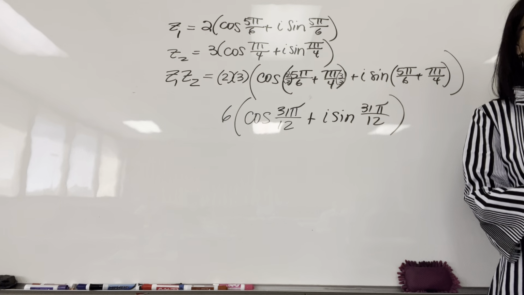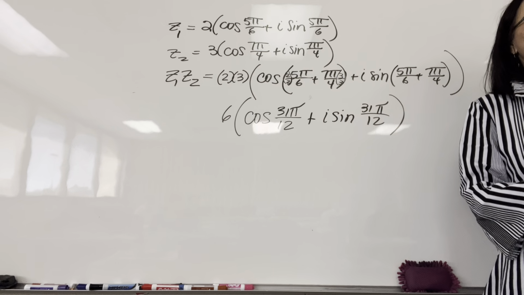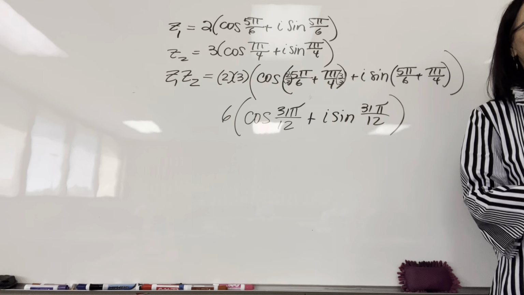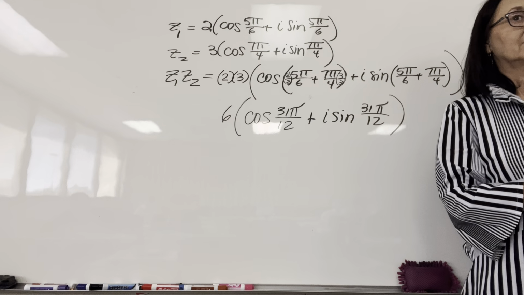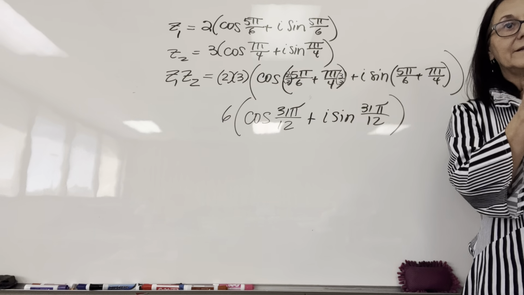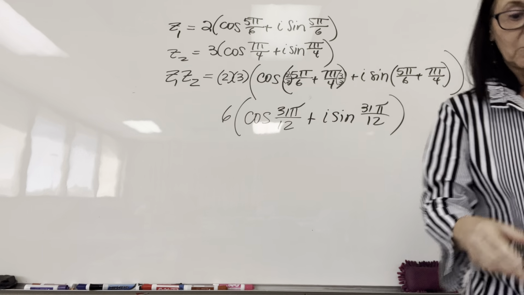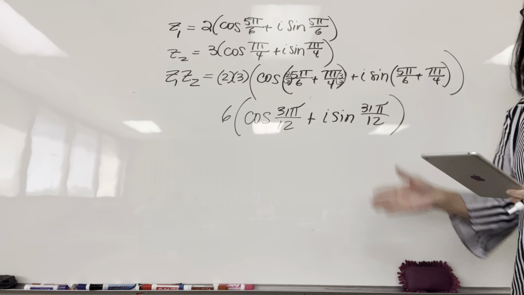Those are not on the unit circle, so there's no way to go into the unit circle values for those. But could you put that in complex form? Yeah, you could. Maybe the next one we're going to go backwards and put it in complex form.